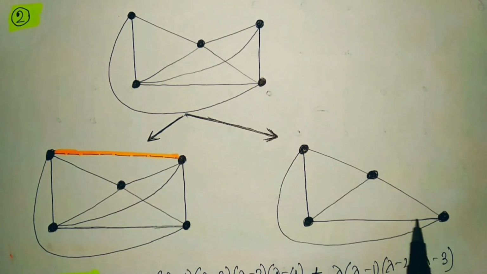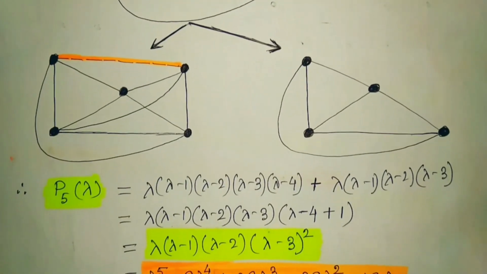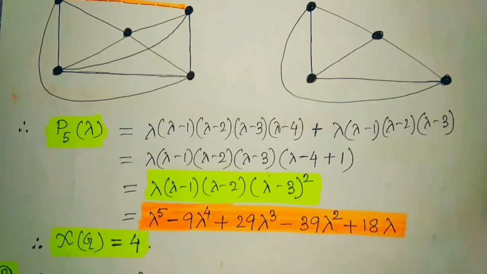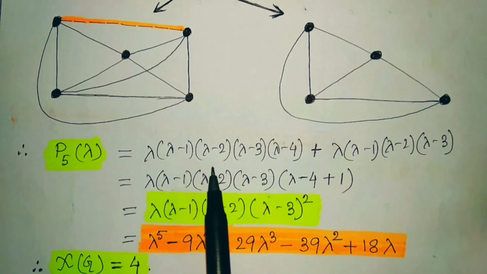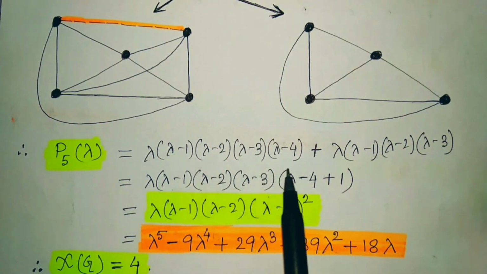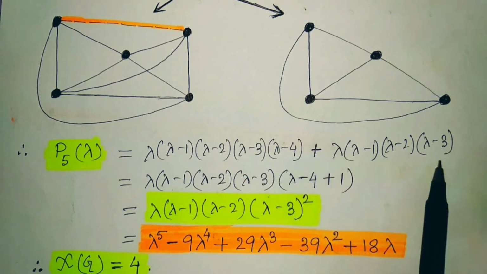This one is a complete graph with 4 vertices, and look, this one is a complete graph with 5 vertices. So we know the chromatic polynomial for a complete graph quite well. So if we substitute the chromatic polynomial for this graph, it is lambda into lambda minus 1 into lambda minus 2 into lambda minus 3 into lambda minus 4, and its chromatic polynomial is up to lambda minus 3.